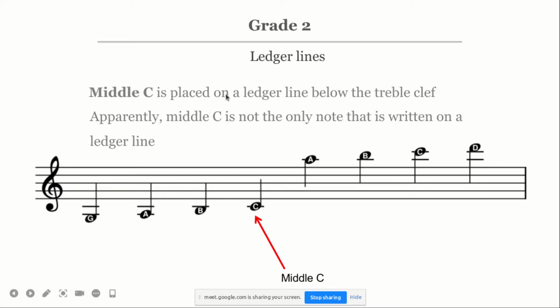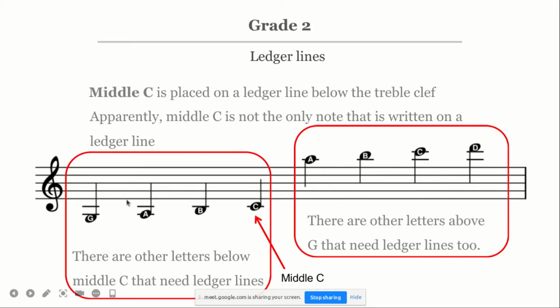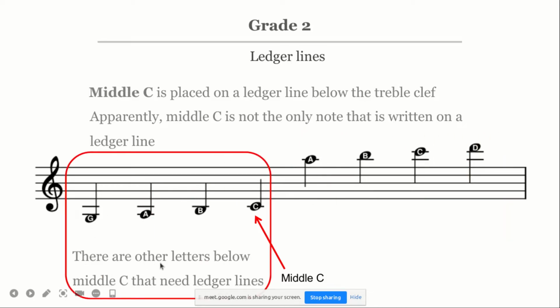So remember, middle C is placed on a ledger line below the treble clef, and it's not the only note that is written on a ledger line. There are other letters, like when you look below, these 4 notes, these are notes that are below middle C. Right below that ledger line for middle C, we have B, and then on the second ledger line below the treble clef, we have A, and then below the 2 ledger lines, we have G.